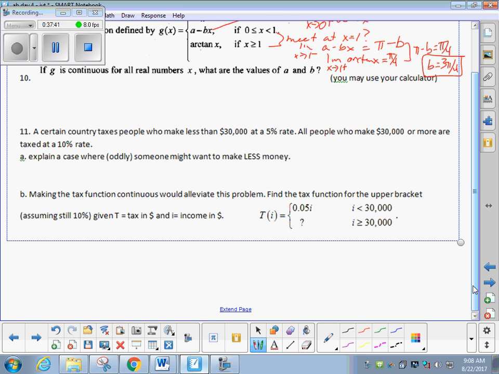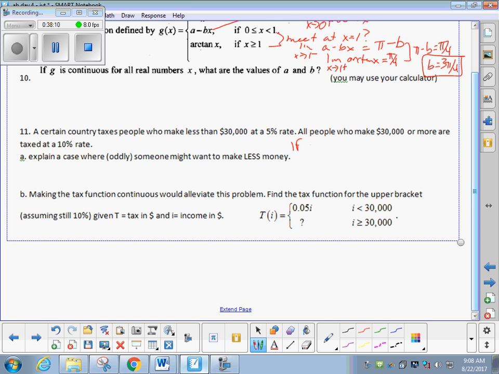The idea goes like this. If you make less than $30,000, you pay 5% of your income in tax. The minute you make $30,000 or more, you're going to pay 10%. You're in a higher tax bracket. Okay? Now, there's this weird case in between where it hurts you to make more money. Do you agree 30,000 is what it's all about? Yeah? So let's talk a little below.